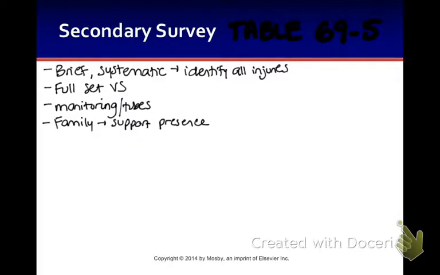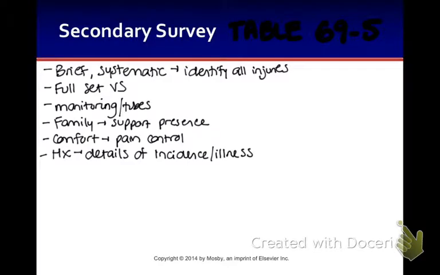Comfort, pain control. Sorry. At this point, this is when we use both pharm and non-pharm techniques to control pain for the patient. We need a history, detail of the incident, the illness. Something like AMPLE, which includes allergies, medications, past medical history, last meal, events. We really need to know what happened to the patient.